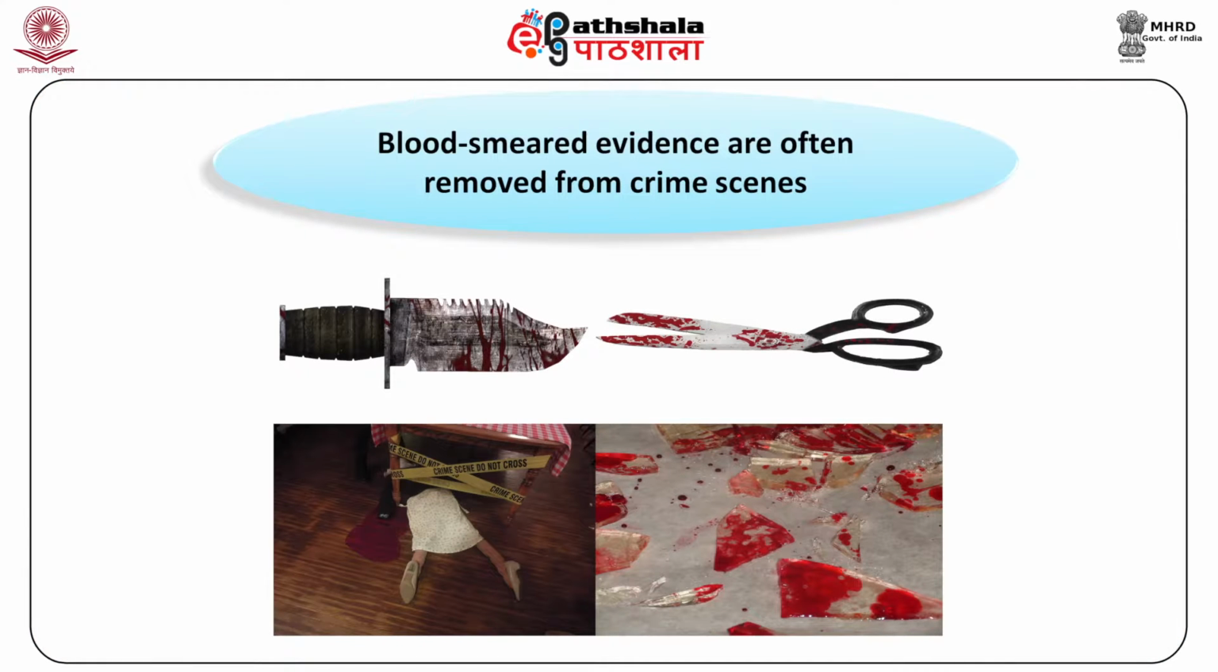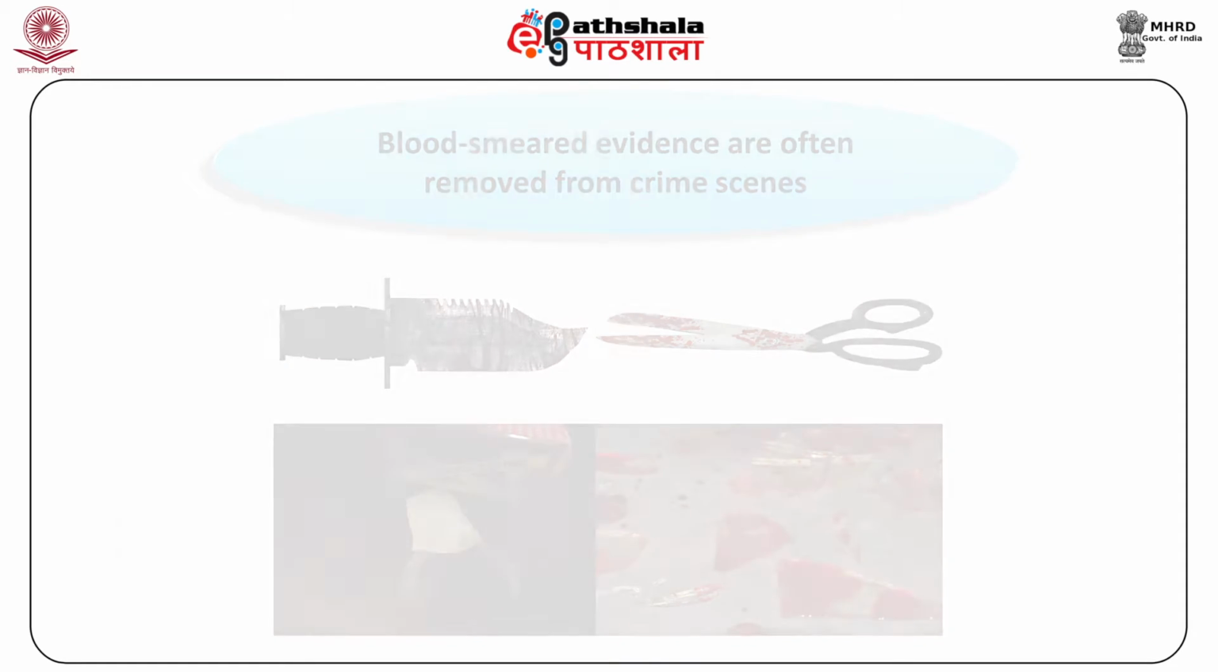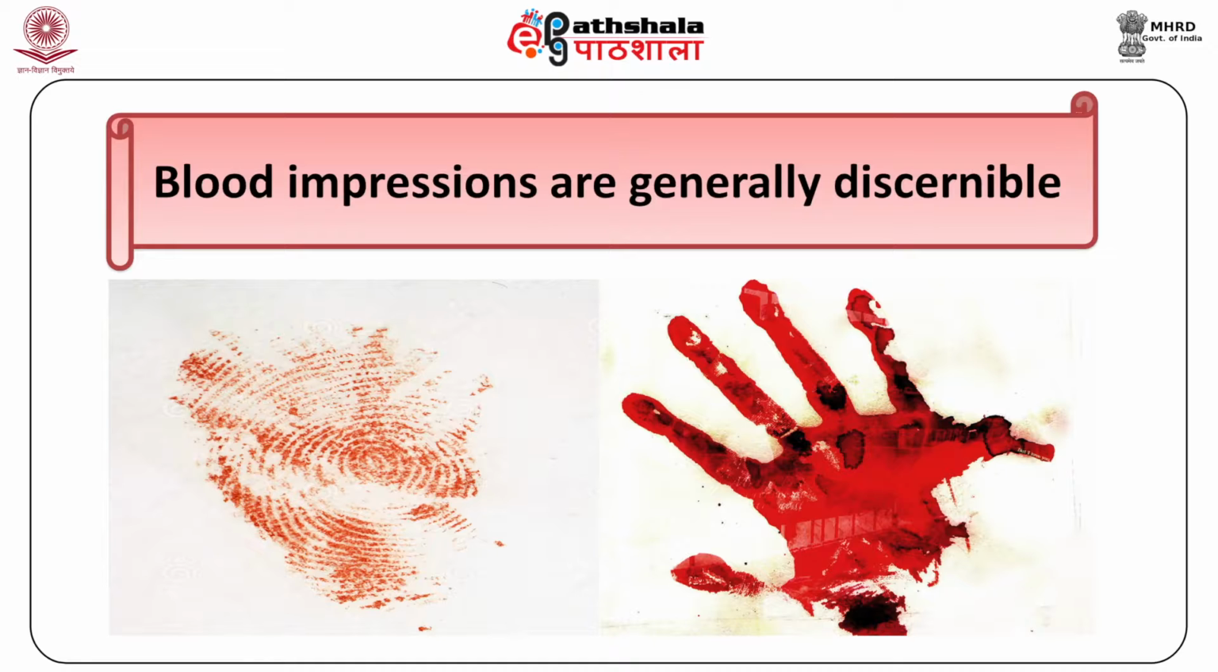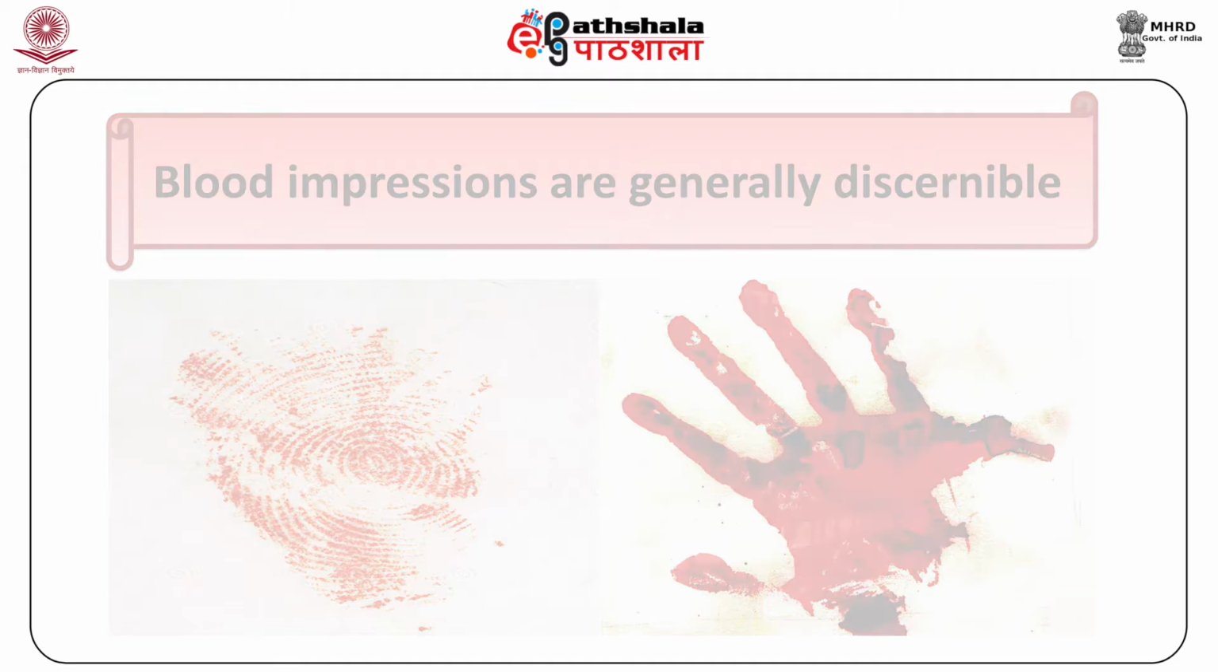Bloodstains are often found on weapons, victims' bodies, and other articles removed from the scene of crime. A scrutiny of these items may also reveal bloody fingerprints. Such fingerprints are generally visible since the ridges become stained with the red color of blood.